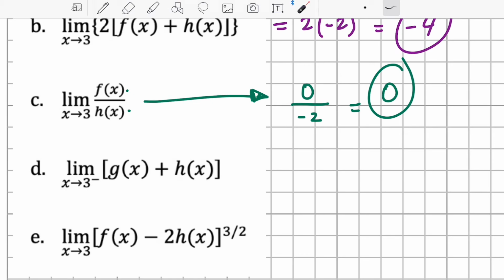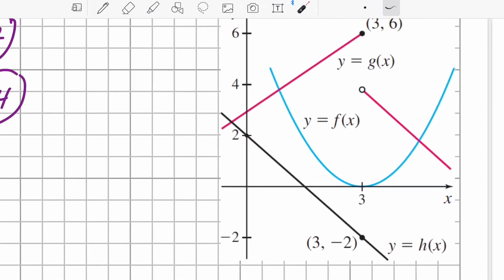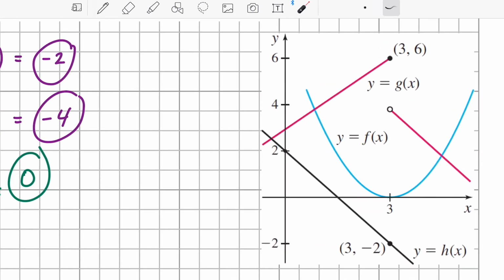The next one, we are approaching 3 from the left. See the little minus sign? That means from the left. And we're going to look at g of x and h of x. So let's go to the graph. So we're looking at the red graph and the black graph. So we're approaching 3 from the left. That means what y value is my graph approaching as I approach 3. It looks like 6. So again, if I approach 3 from the left, my graph is approaching 6. So we know it's 6.